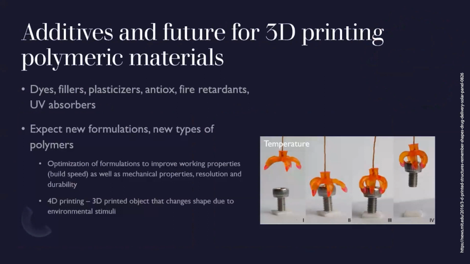Similar to the paint industry, where additives like dyes, fillers, and plasticizers are introduced to the base material to improve its properties, 3D printing materials now have many ingredients. To combat degradation, be it during storage of the raw material or its end product, antioxidants, fire retardants, and UV absorbers have found their way into 3D printed materials.